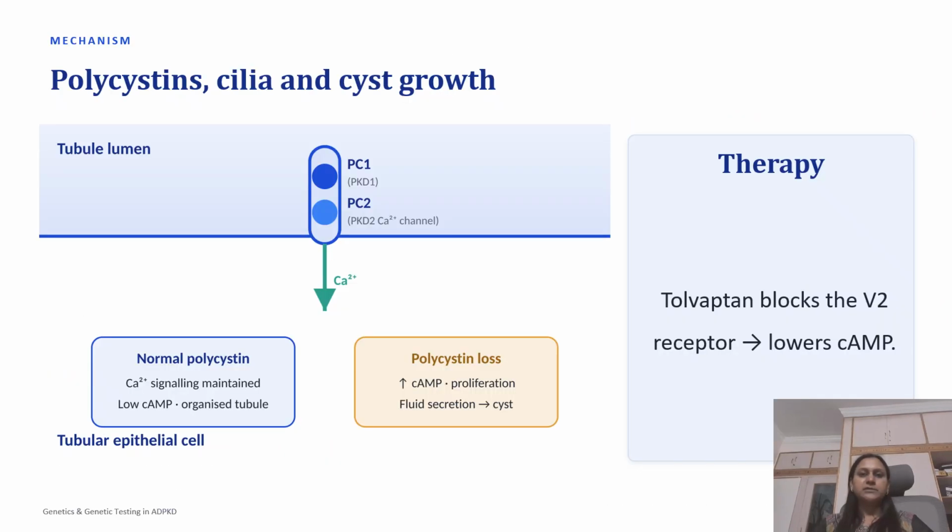Now let's look at the mechanism. Polycystin 1 and polycystin 2 form a complex in the primary cilium, which is the little antenna on the tubular cells, where they regulate intracellular calcium. When polycystin function is lost, cells switch to a proliferative, fluid-secreting phenotype. Cyclic AMP is a central driver. It pushes both proliferation and fluid secretion into the cyst lumen. This is exactly why tolvaptan works, because it blocks the vasopressin V2 receptor and lowers cyclic AMP. So the biology on the left side is the rationale for the therapy on the right.